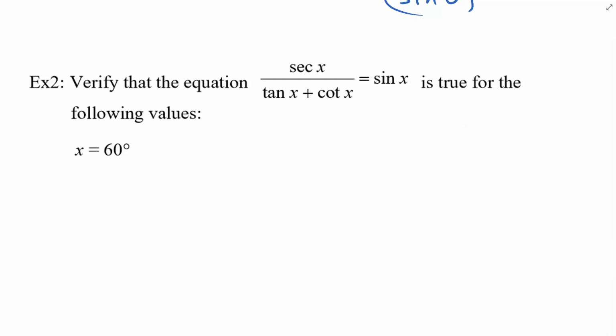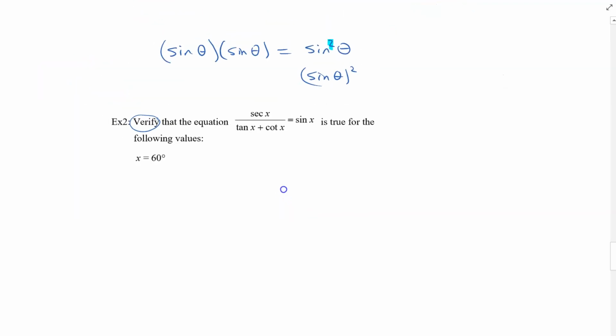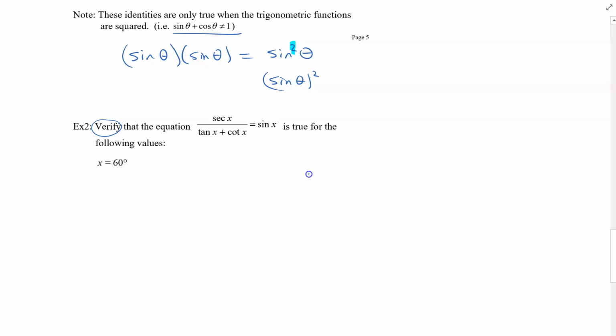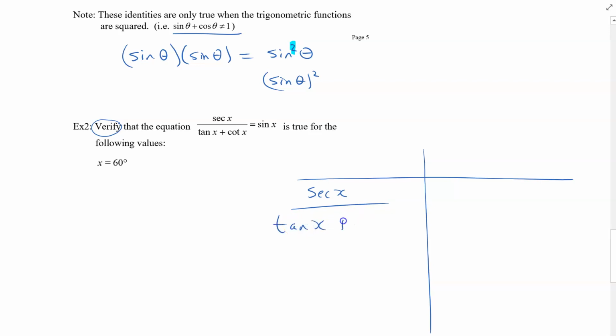Okay, here's example number 2. It says, verify that this equation is equal to sine x is true for x equals 60 degrees. Okay, so if it's a verify, again, I'm going to make my t-chart here, see how much room I have on the page. So I'm going to make my t-chart like that, and I'm going to put on the left-hand side secant x all over tan x plus cotan x, and on the right-hand side I'm going to put sine x. And then I'm going to try to simplify the left-hand side so that it is equal to the right-hand side.